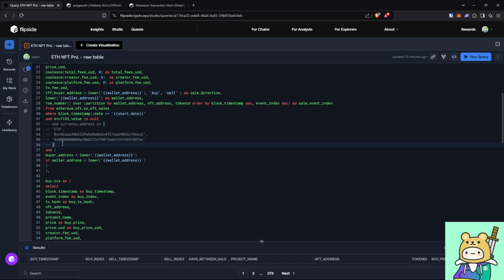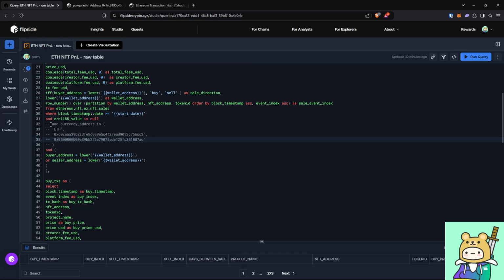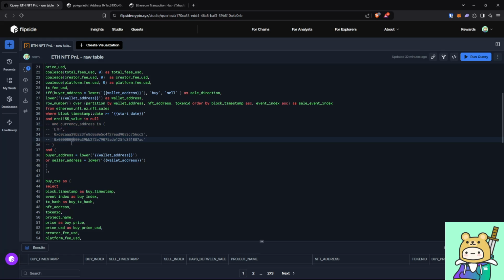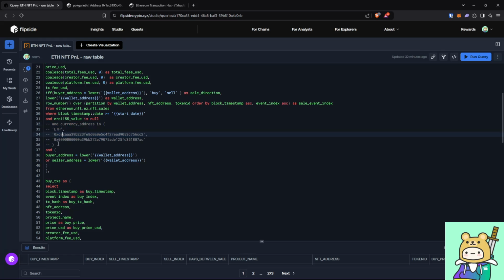And I've had this part grayed out or commented out, which is where I was filtering for currency addresses, so only sales transacted in ETH, right? This is Wrapped Ethereum, or this is Blur ETH, Blur Pool. So only sales taking place in ETH, but there is a slight problem with that, and it's rare, but it is a problem.